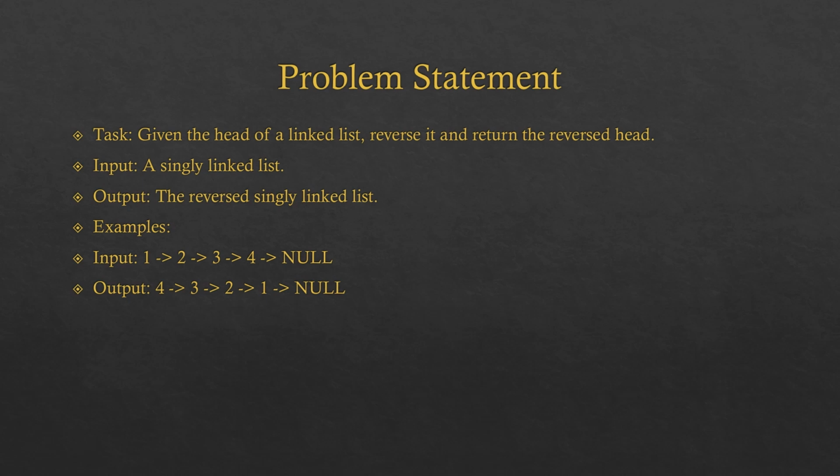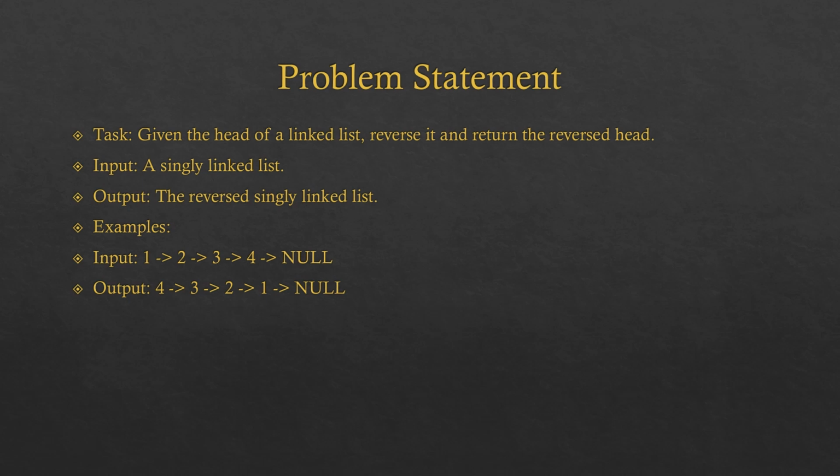Our task is to reverse a singly linked list and return the reversed head. The input is a singly linked list where each node points to the next, and the output will be the same list with the nodes in reverse order. Let's look at a few examples. Given the input 1, 2, 3, 4 and null, the expected output would be 4, 3, 2, 1, null.